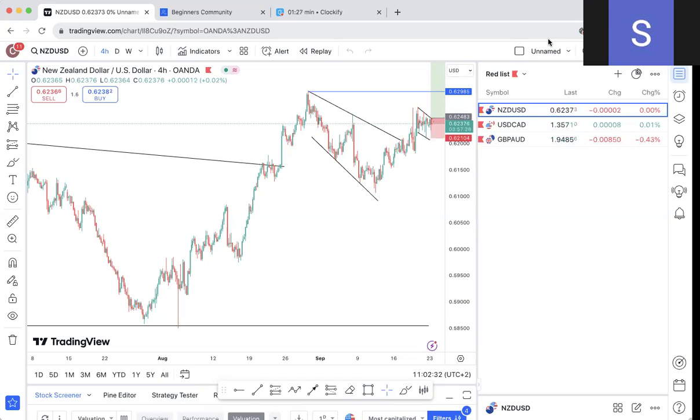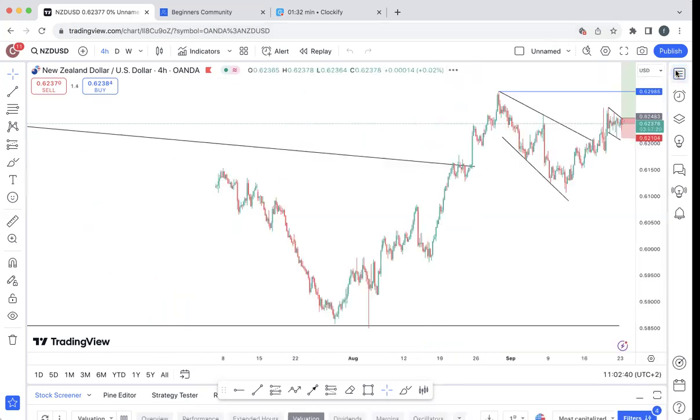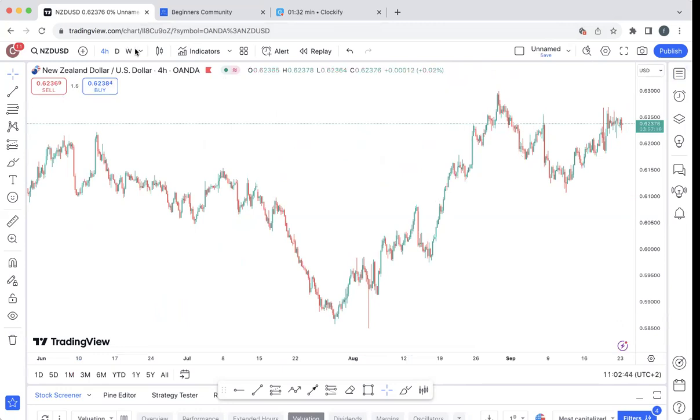Now, guys, in this session, we're going to be analyzing pairs that we're going to be focusing on for the week. So let us get into it. The first pair that I'm focusing on is going to be the New Zealand dollar over the US dollar. So this one, starting on the high time frame, let us work our way down.